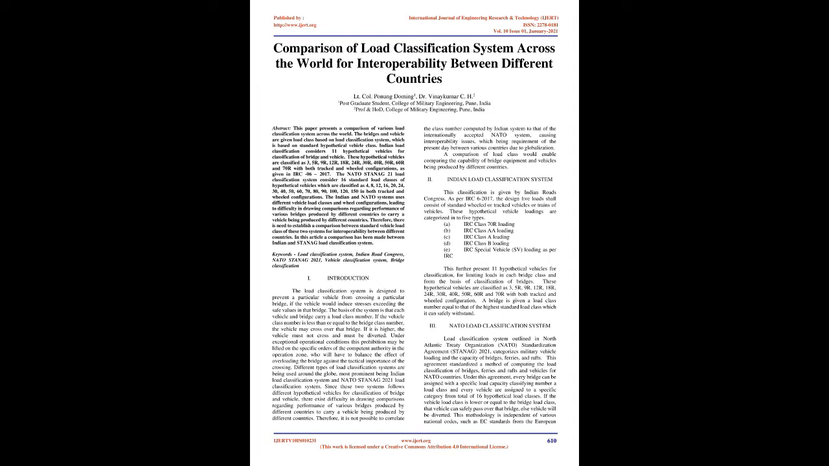Introduction. The load classification system is designed to prevent a particular vehicle from crossing a particular bridge, if the vehicle would induce stresses exceeding the safe values in that bridge. The basis of the system is that each vehicle and bridge carries a load class number. If the vehicle class number is less than or equal to the bridge class number, the vehicle may cross over that bridge. If it is higher, the vehicle must not cross and must be diverted.